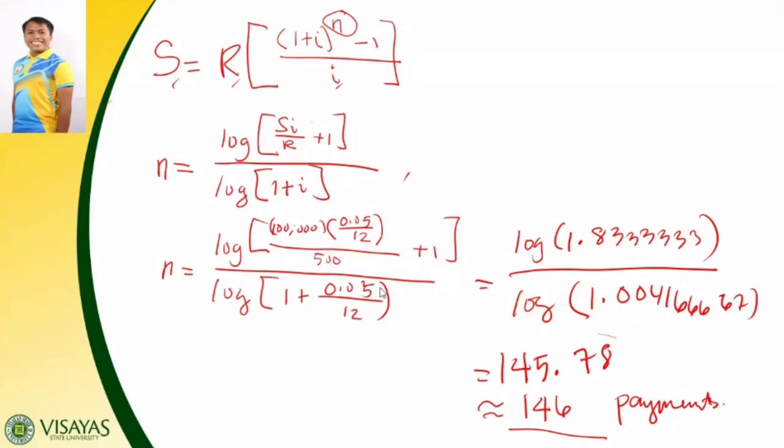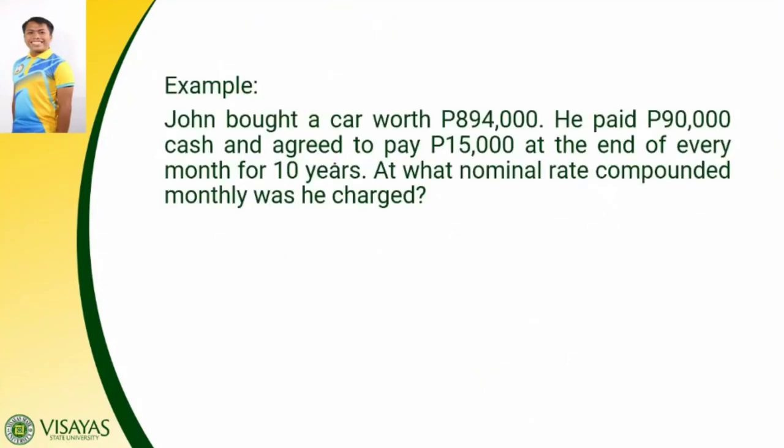Questions? So John bought a car worth 894,000. He paid 90,000 cash and agreed to pay 15,000 at the end of every month for 10 years. Okay, so every month, so 12 periods in a year, 12 periods times 10, kay 10 years. At what nominal rate compounded monthly was he charged? Okay, so mao nang ato pangitaon karon.